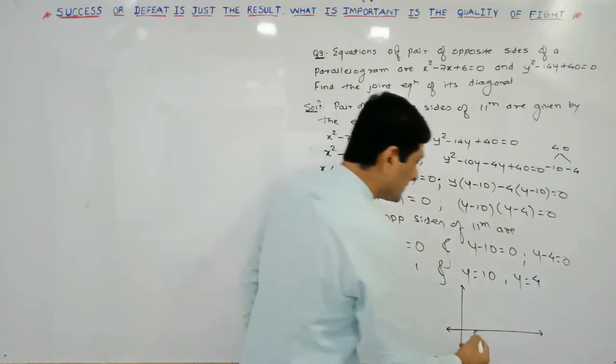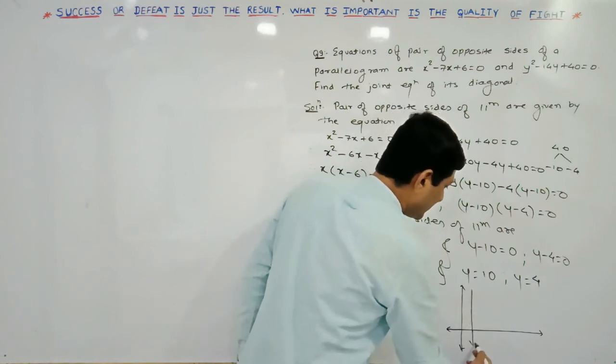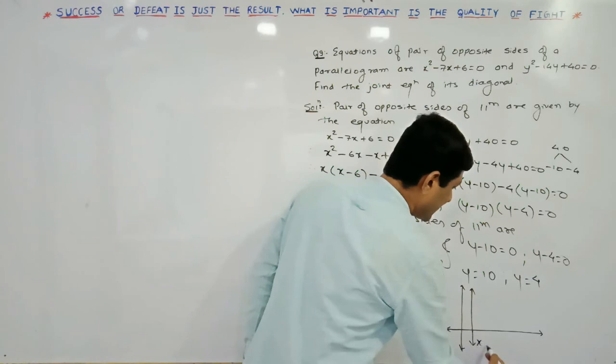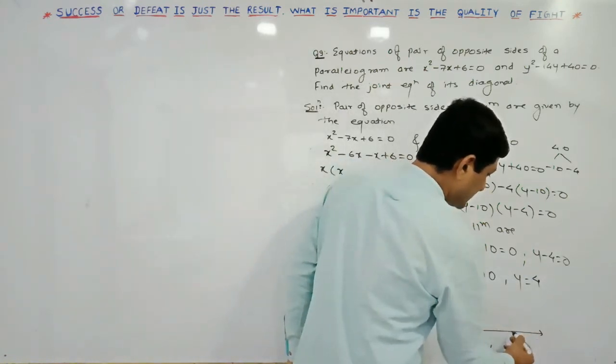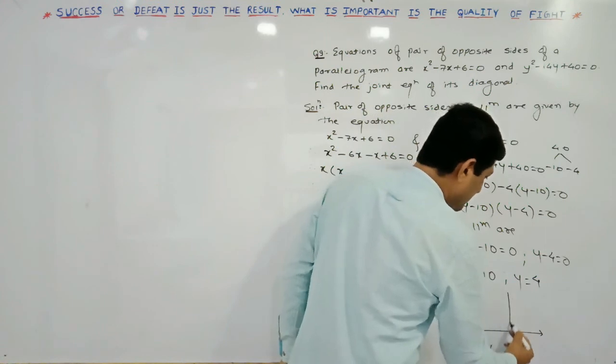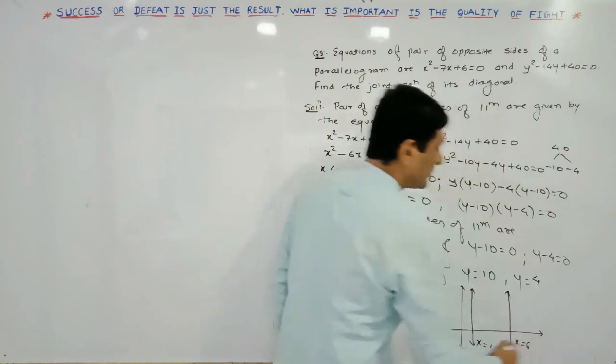So this is x is equal to 1, somewhere here will be 1. So this first line is what? X is equal to 1. X is equal to 1, and the second line is x is equal to 6. Somewhere here we will get 6. So this line will be parallel to what? The y-axis. And what is the equation of the second line? X is equal to 6.